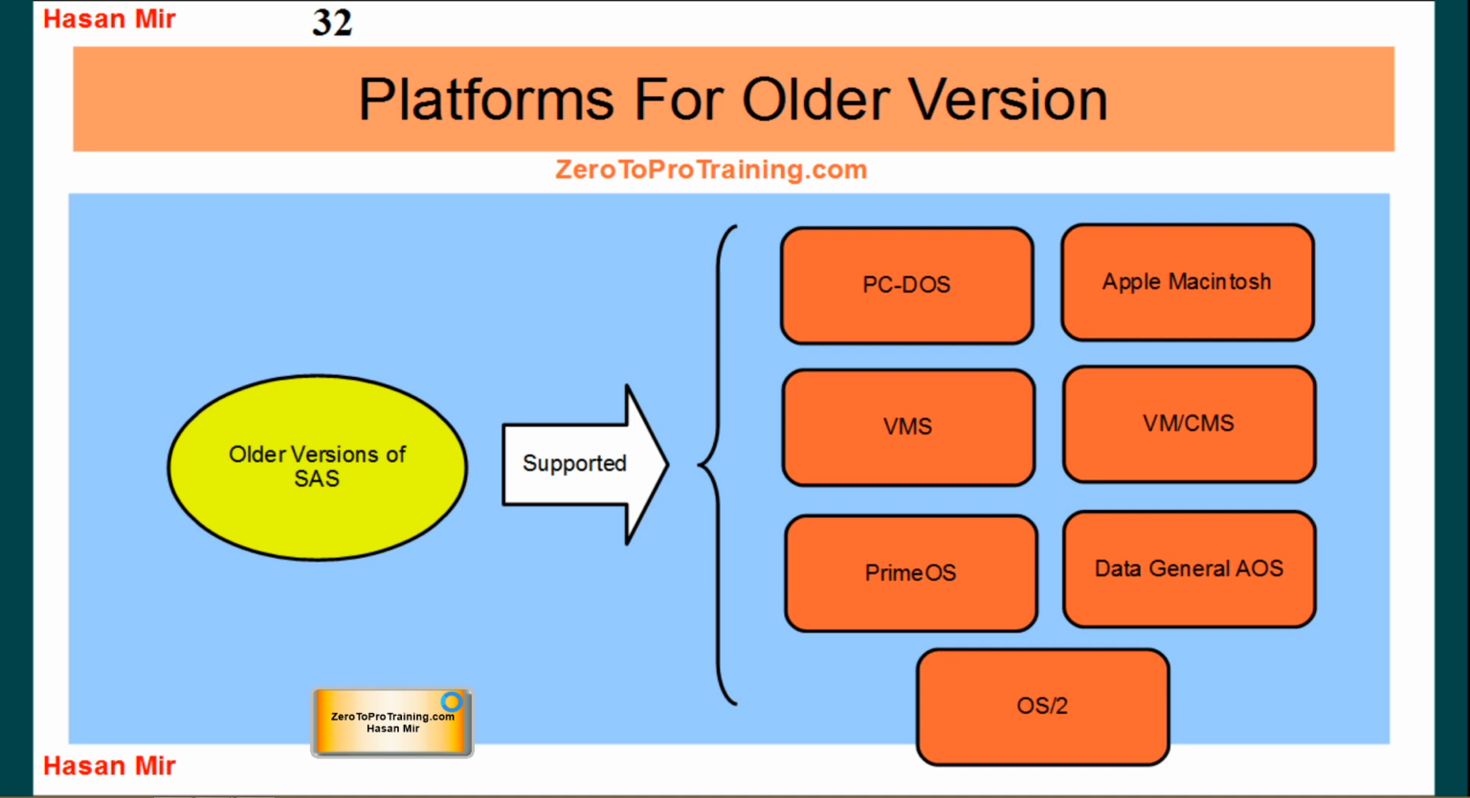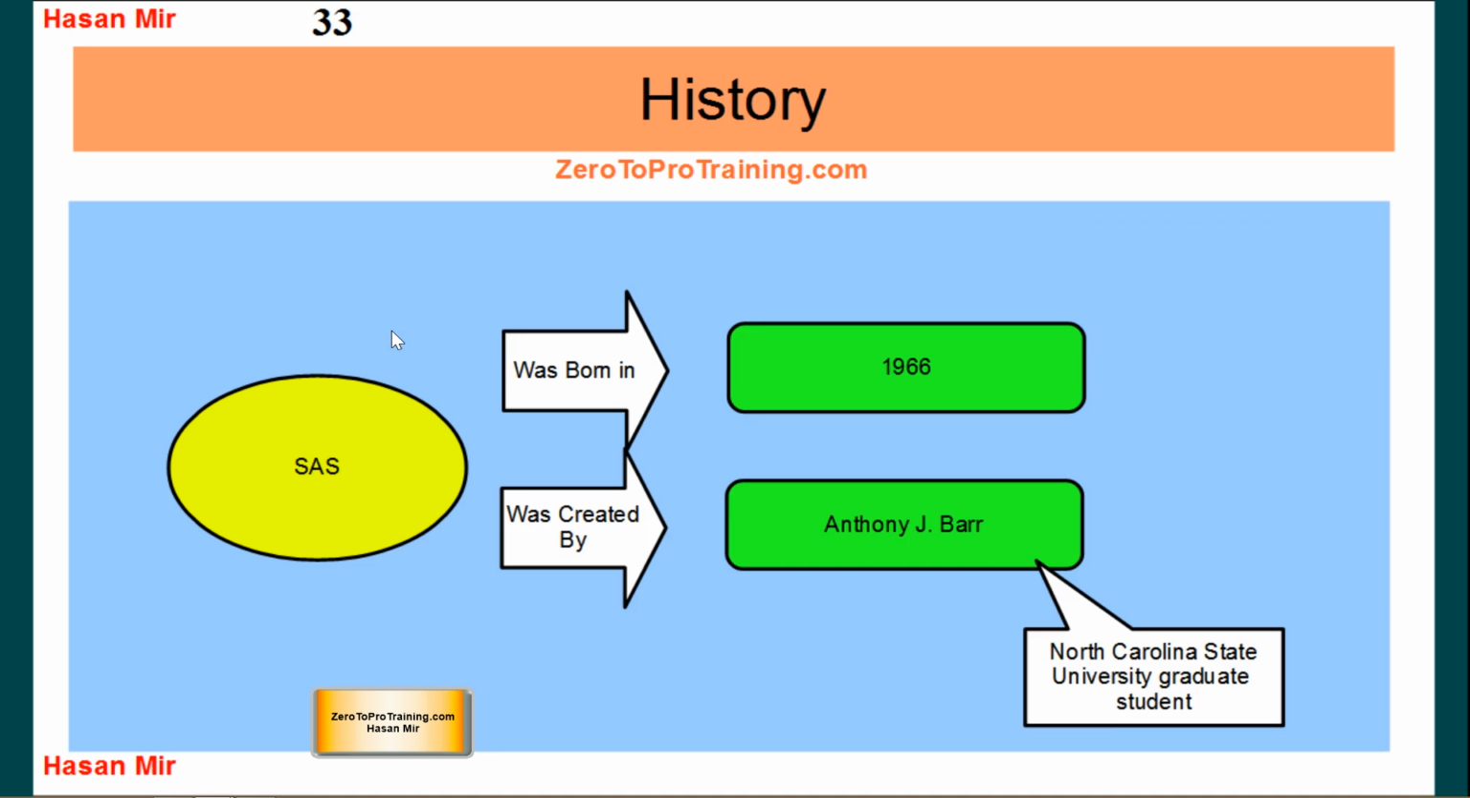A quick history: SAS products were born in 1966, so it's a pretty old product. It was created by Anthony J. Barr. He was a student of North Carolina State University. Various versions have been released so far, and the latest release these days is version 9.